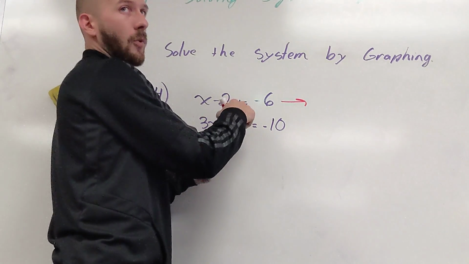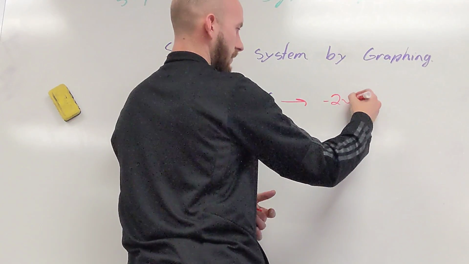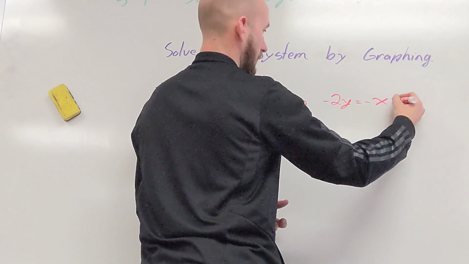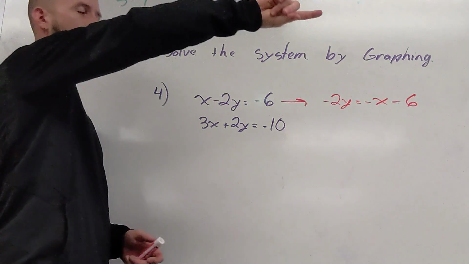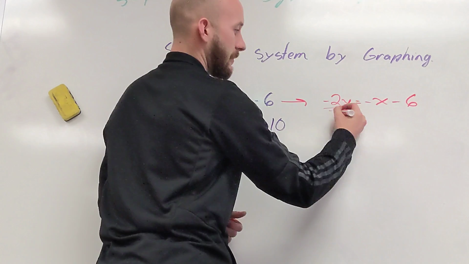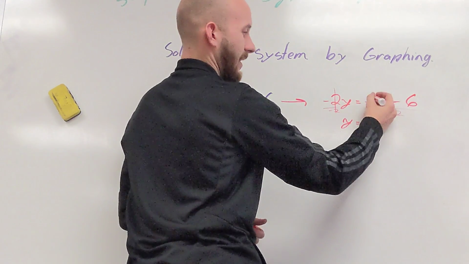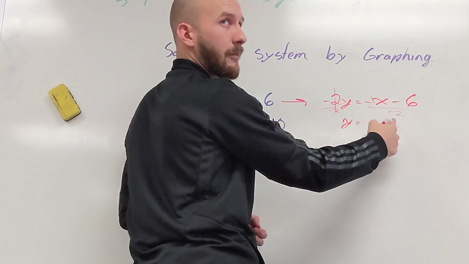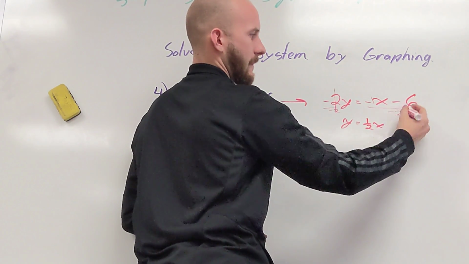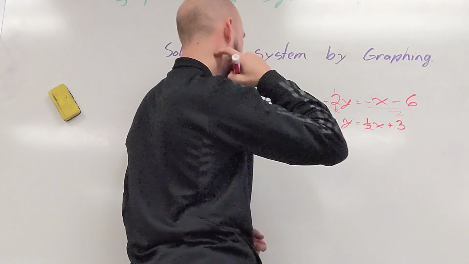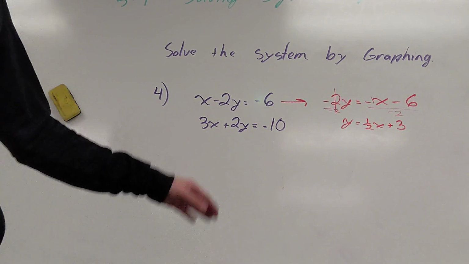I need to solve for y, so just to get y by itself, I'm going to subtract x. Is everybody all right with that? Just subtracted the x to the other side. Now I need to divide by -2. And -1 divided by -2 is positive 1/2. Plus 3. Is everybody all right with that?